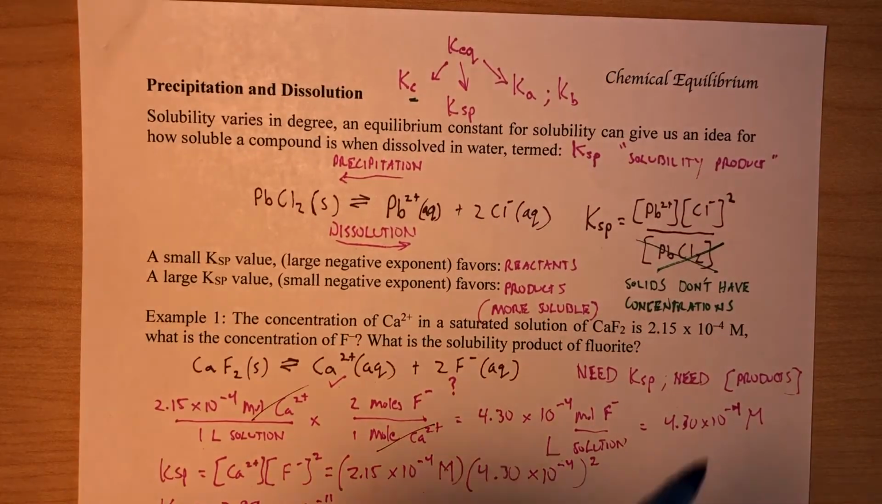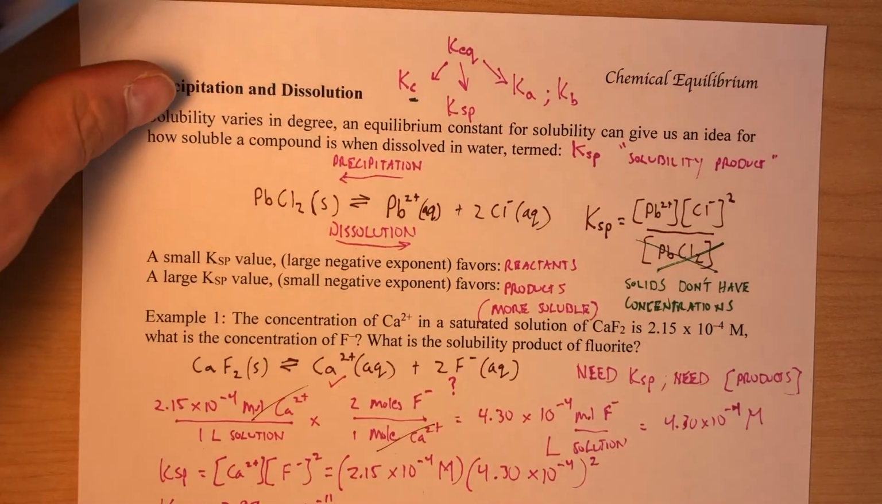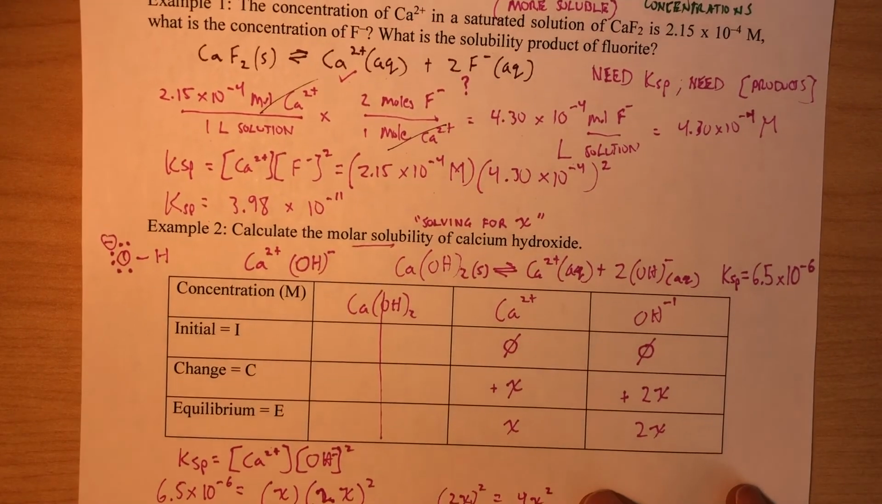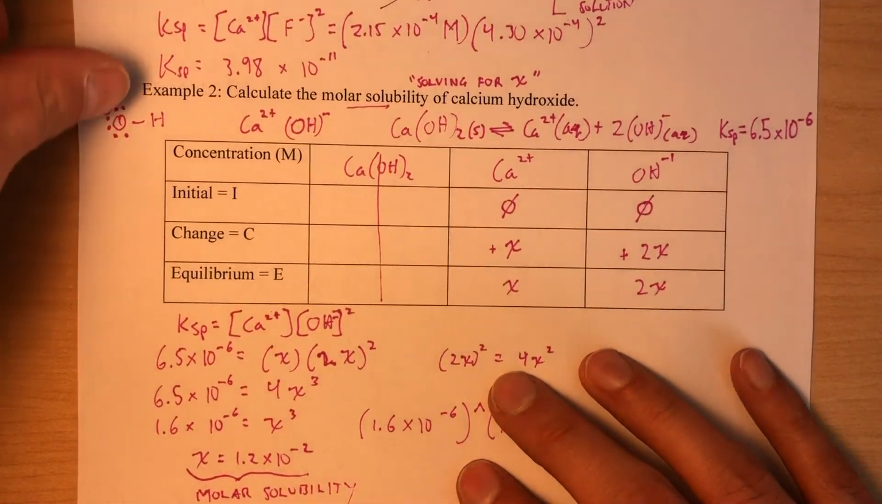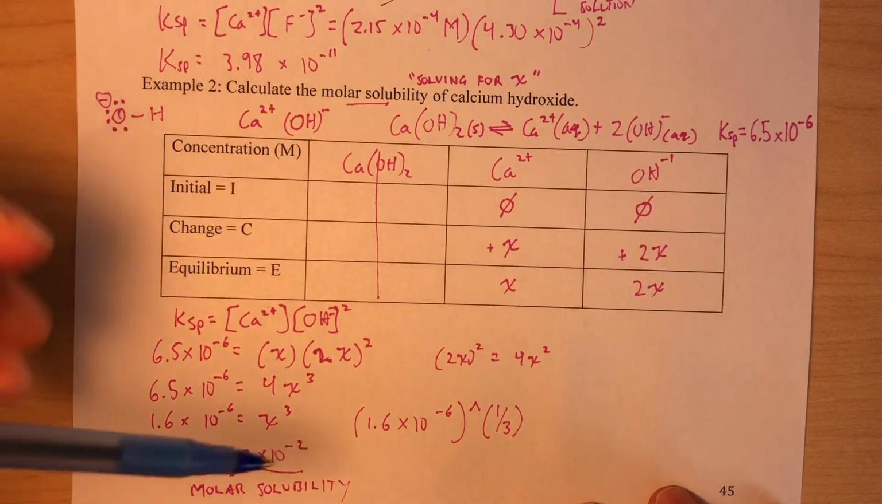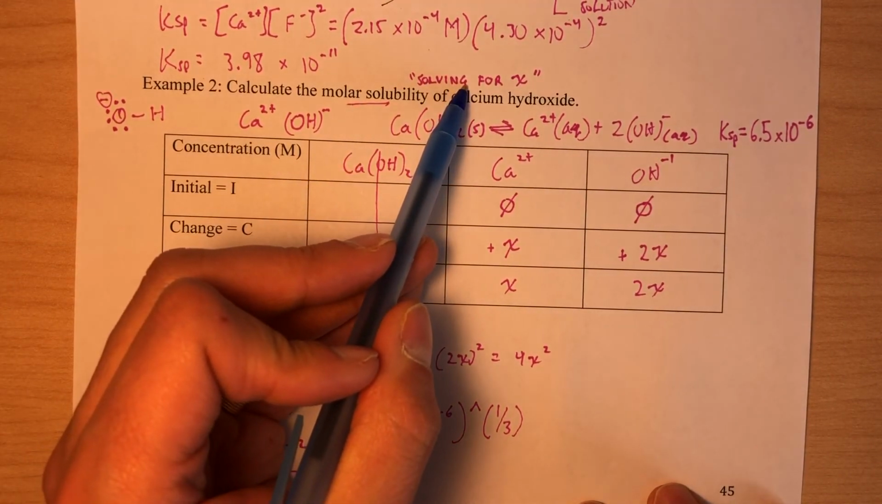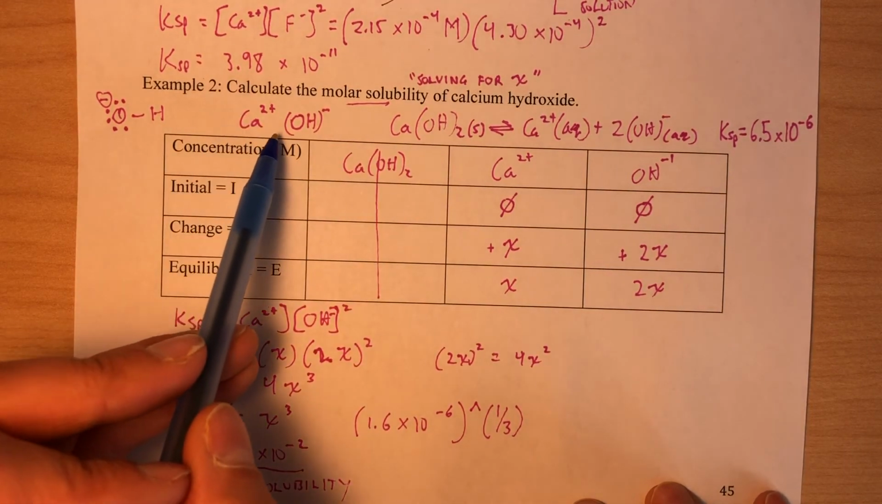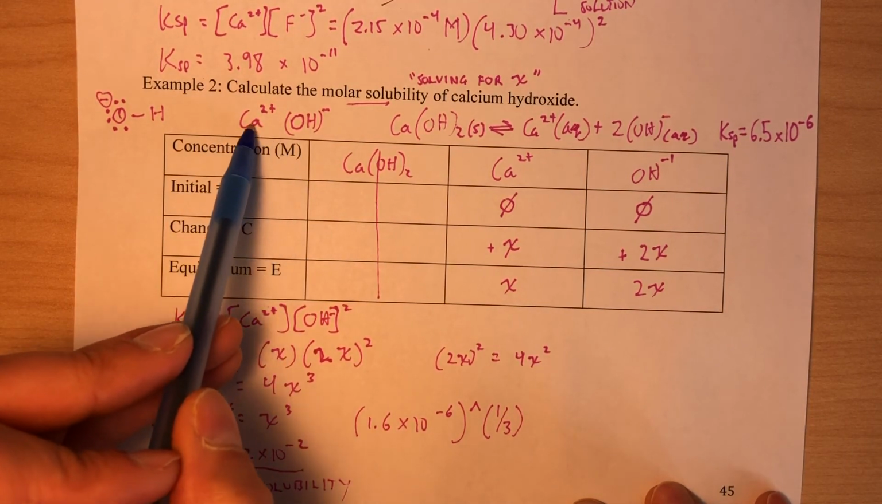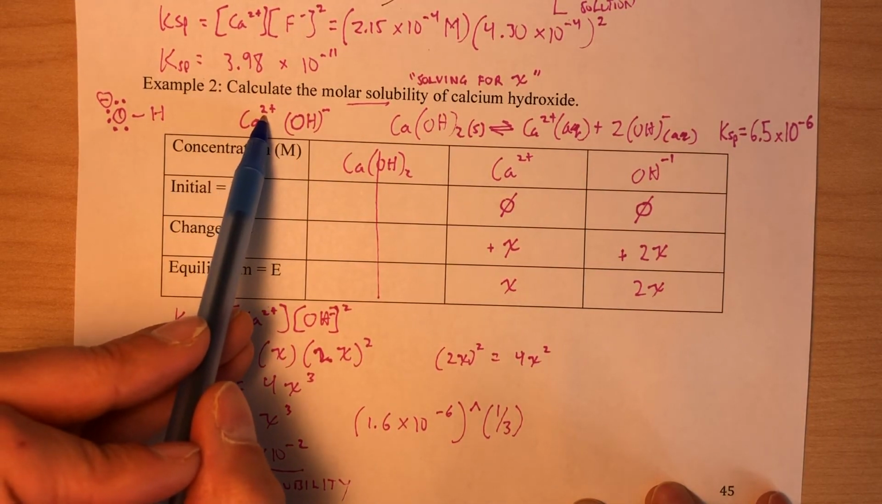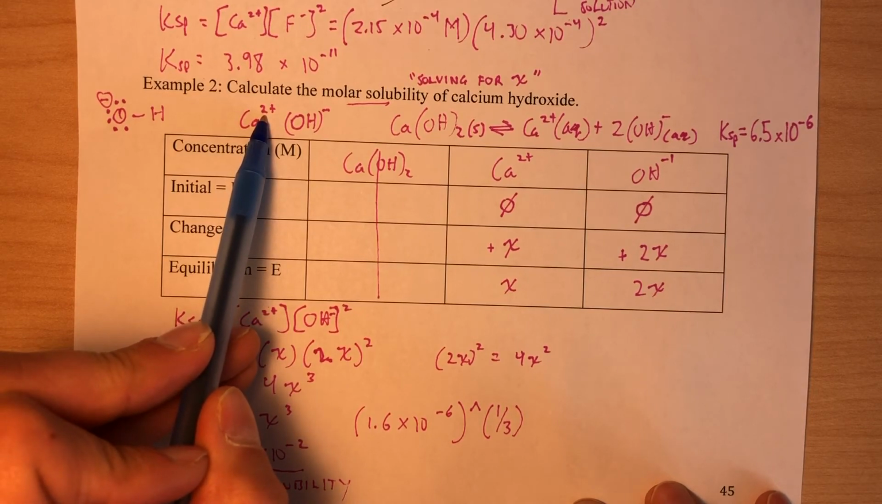So in example 1, KSP is called the solubility product. In example 2, we're going to be calculating the molar solubility of something. And molar solubility you can think of as solving for X using an ICE table. So here we have calcium hydroxide. And calcium is a 2+ ion because it is isoelectronic to argon.